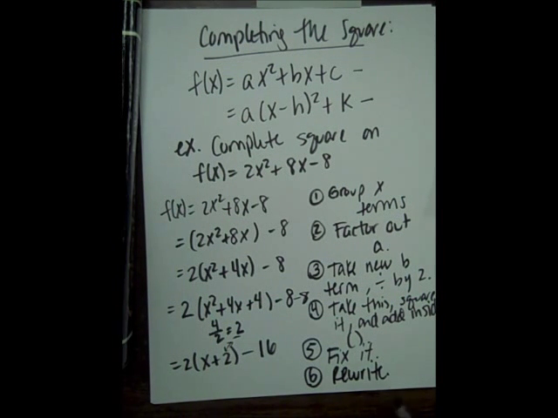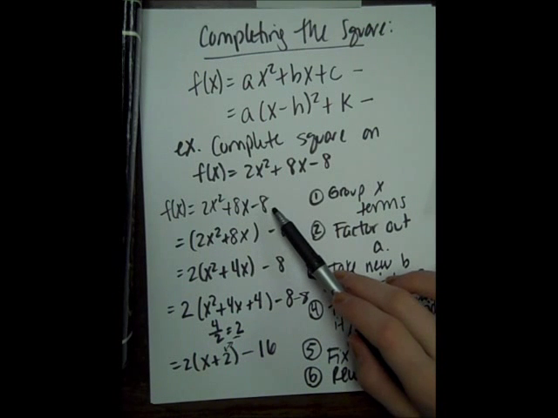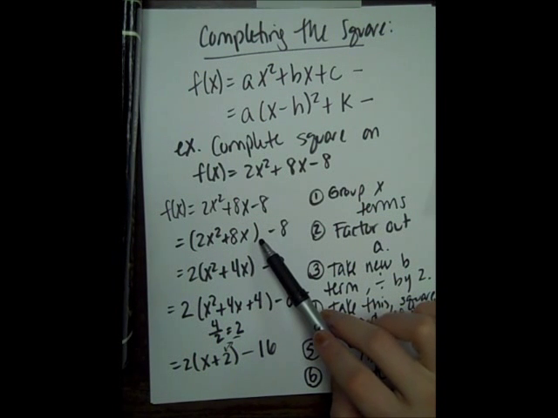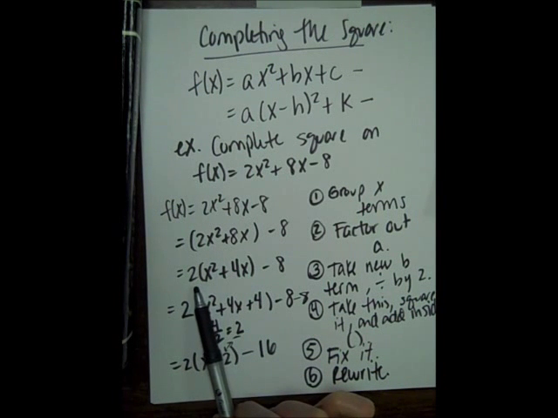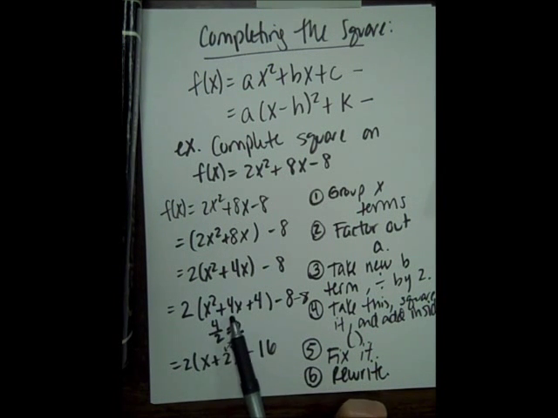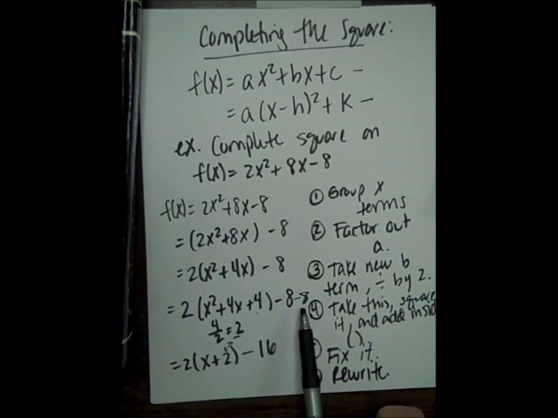So let's go through this one more time. To complete the square, first thing group my x terms. Then I factored out my a, so I factored out a 2. Next I took this new b term, divided it by 2. Squared it, put it here. Then I got rid of what I just did. So I added an 8 by putting a 4 there, means I need to subtract an 8 on the outside.